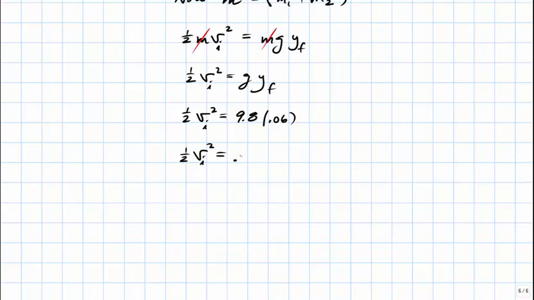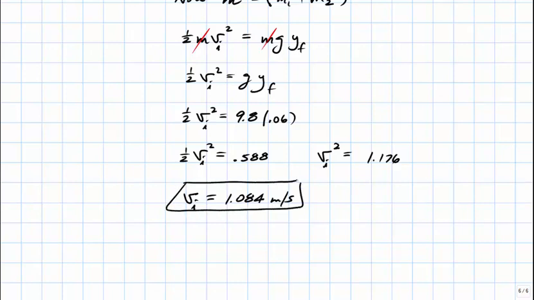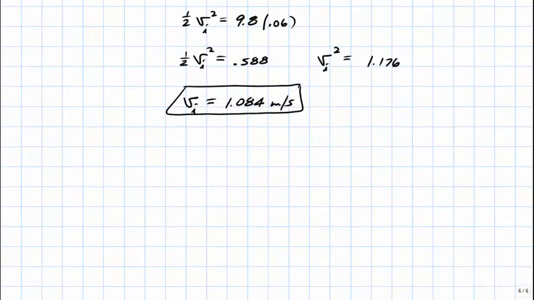And so on the right-hand side, we have a result of 0.588. We're going to multiply both sides by 2 now. And that equals 1.176. And finally, if we take the square root of both sides, we obtain a result of 1.084 meters per second. Now that is the initial velocity in phase B.